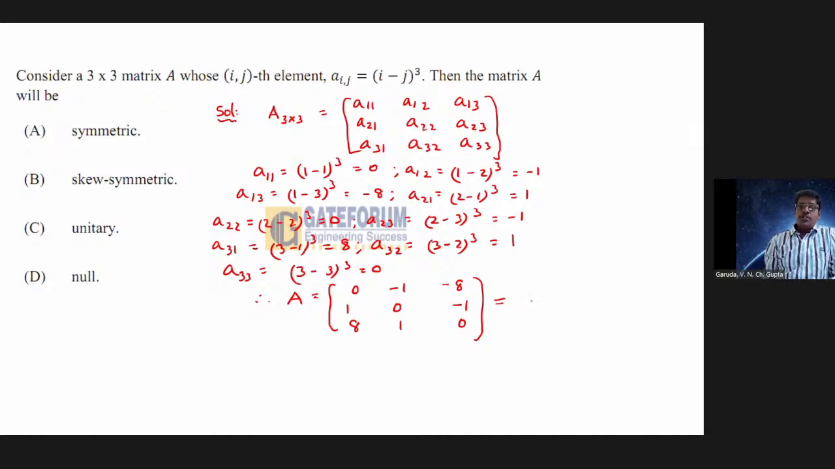Or you can check A transpose is equal to, you will be getting, minus A. Therefore, A is skew symmetric. How do you find A transpose? Interchanging rows and columns. So accordingly, the answer is option B.